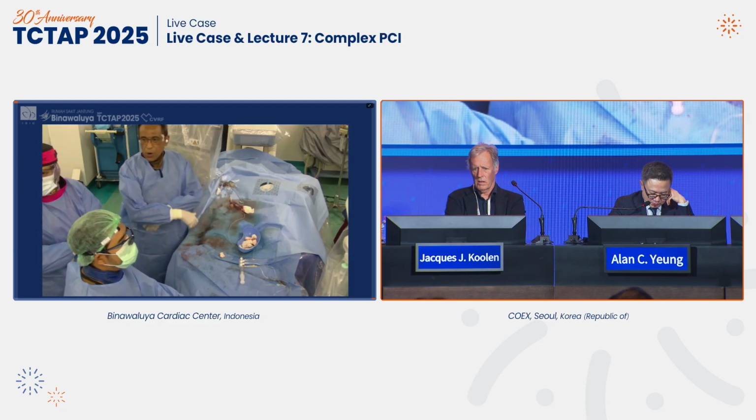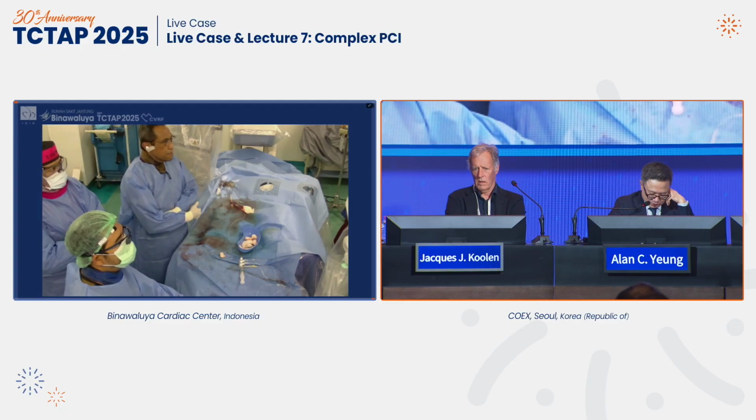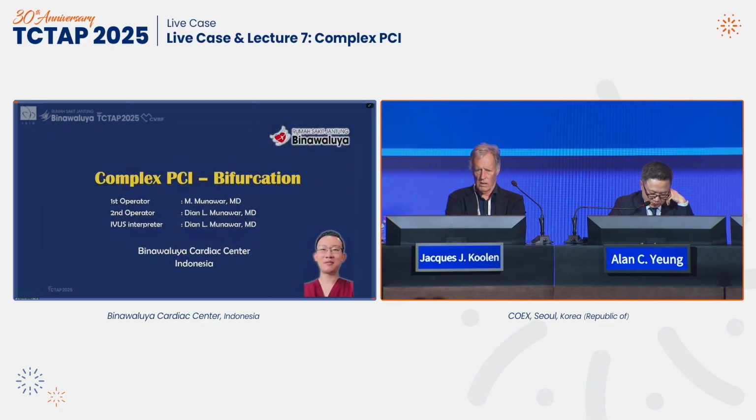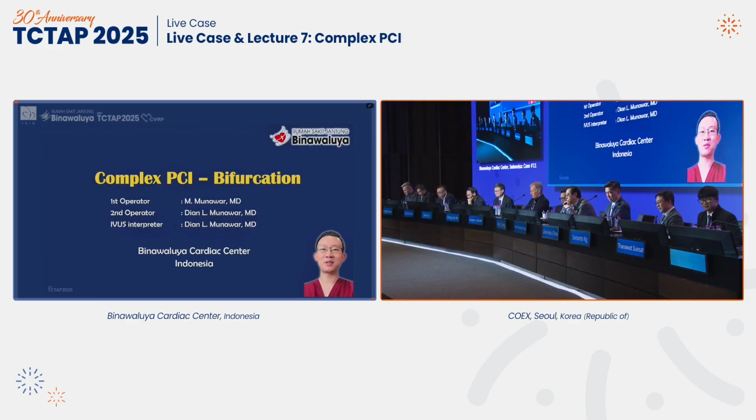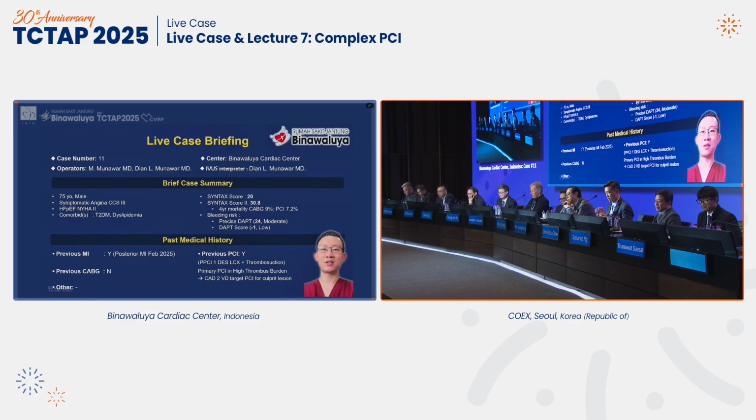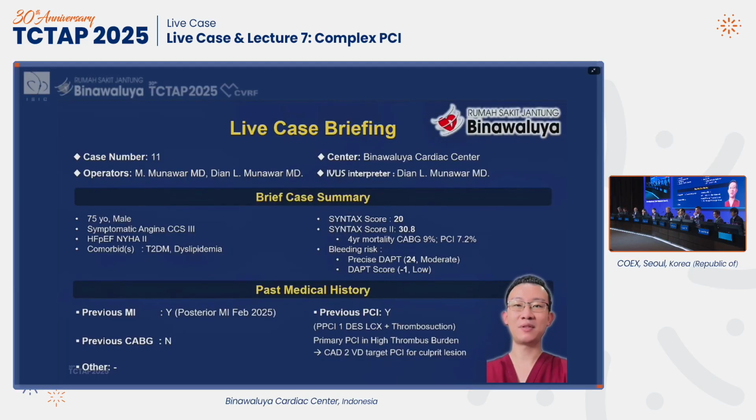Darwin, can you show the case? Hello everyone and welcome to this live case session on TCTAP 2025 from Indonesia. Today's case features complex PCI with a focus on bifurcation strategy. The patient is a 75-year-old male presenting with stable angina CCS class 3. The SYNTAX score is 20. He has a moderate bleeding risk according to PRECISE-DAPT and low on DAPT score. He previously underwent a primary PCI to the circumflex due to posterior STEMI with high thrombus burden. A thrombosuction and a single stent were deployed at the time.